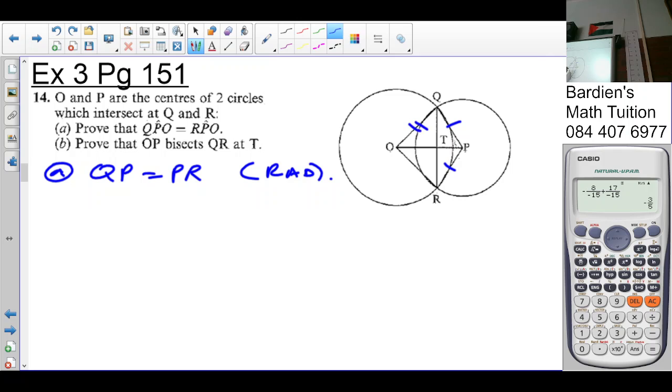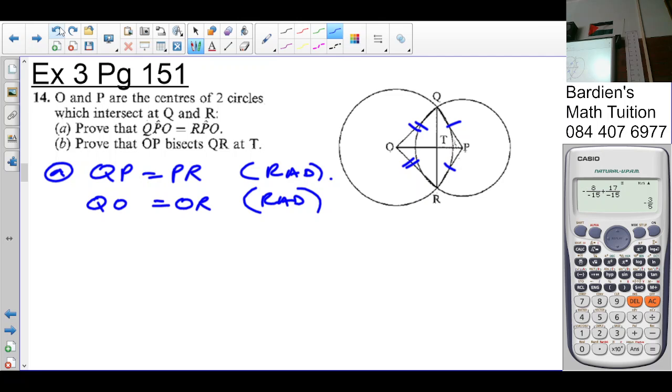Then we know that QO is equal to OR. Why? Also your radius, but that's the radius of the different circle. That's all. Why do I put one stroke here and two strokes here? They're not the same length. Okay?